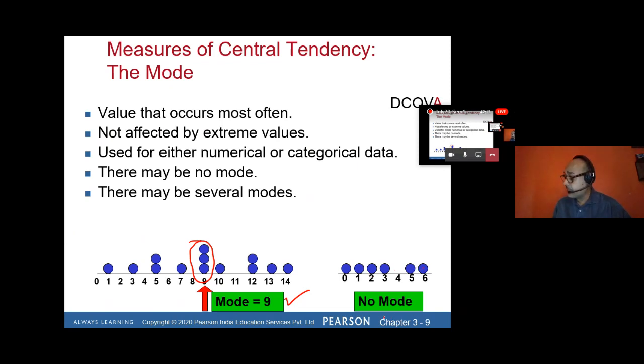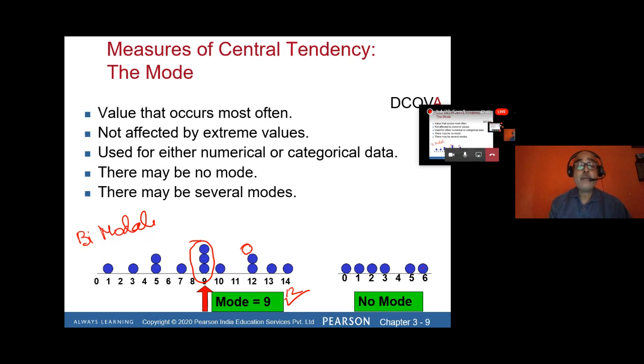But let us take an example. 12 also has one more frequency. So in this case, you have two modes, 9 and 12. So this data set, we can say is a bimodal data set. Bimodal means two groups are dominating in this organization.